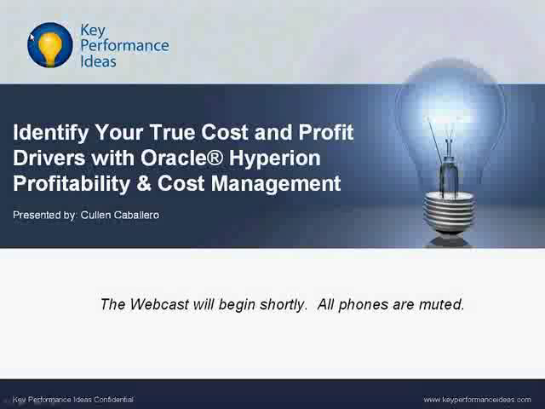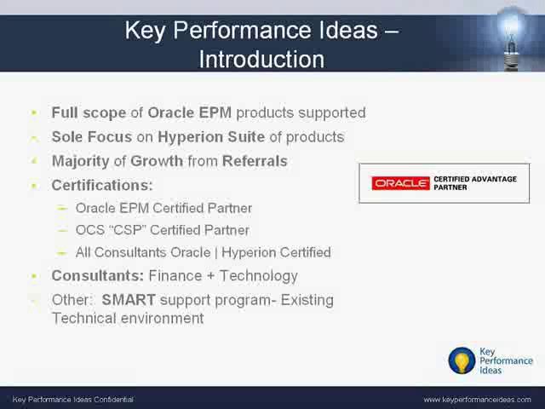This is not a sales presentation, but I would like to give you a little bit of background on KPI before we jump into our presentation. We're a consulting firm that specializes in the Oracle EPM suite, which everybody knows as Hyperion. It's all we do, and we're experts at it. We're a certified Oracle Gold partner, and we're also an Oracle Consulting Services certified partner, which just means that they use our people when they need them. So we subcontract under them occasionally.